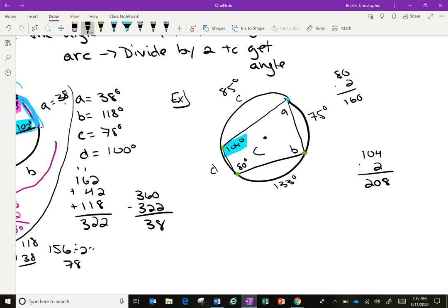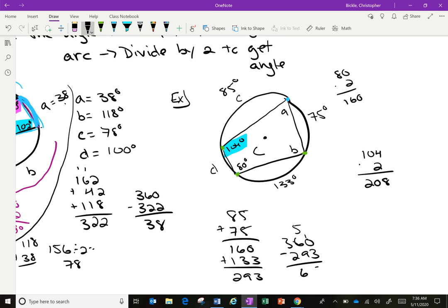Once you've got those three, now I know that all the arcs around the circle have to add up to 360. So if you go through and add all of those up, 85 plus 75 is 160, plus the 133 gives you 293. 360 minus the 293 gives you 67 degrees. So it leaves us with 67 over there.